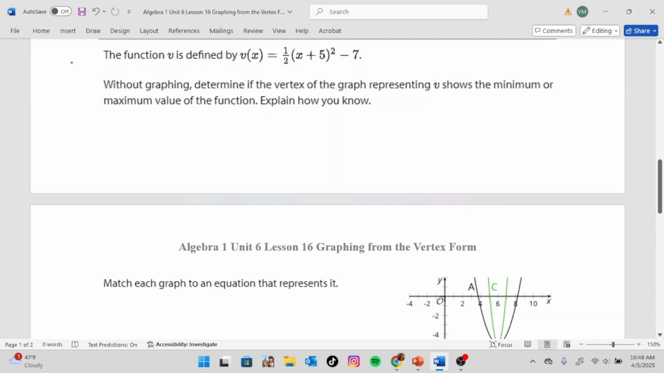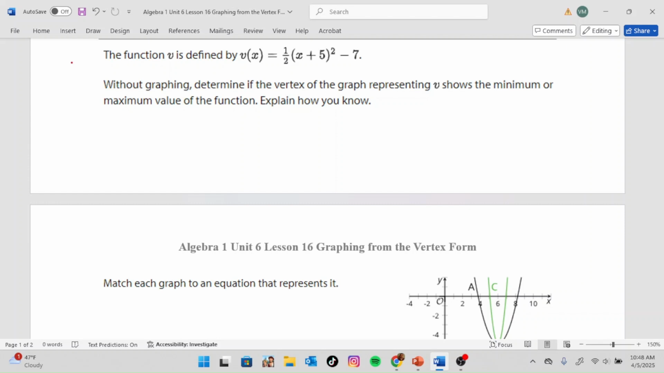Practice problem number 3 says the function v is defined by v of x equals 1/2 times the quantity x plus 5 squared minus 7. Without graphing, determine if the vertex of the graph representing v shows the minimum or maximum value of the function. Explain how you know.